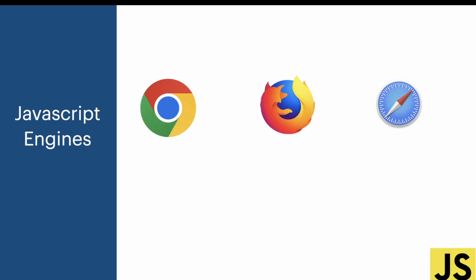Each browser has its own JavaScript engine responsible for executing JavaScript code. For Google Chrome, we have the V8 engine. For Safari, we have JavaScriptCore. For Firefox, we have SpiderMonkey. Do not bother yourself about this for now. We look at this in detail later in the series.